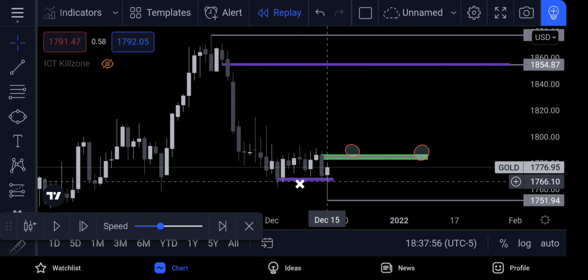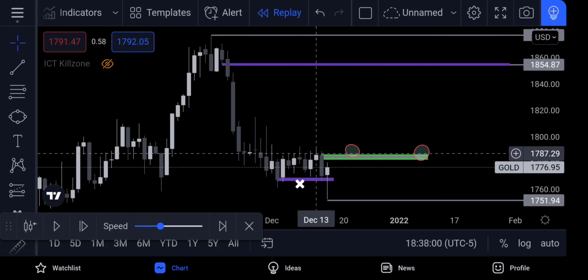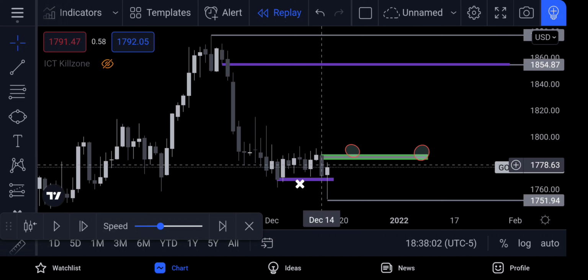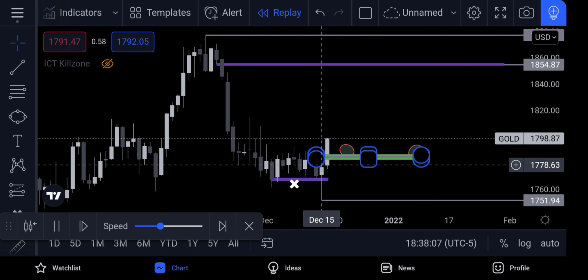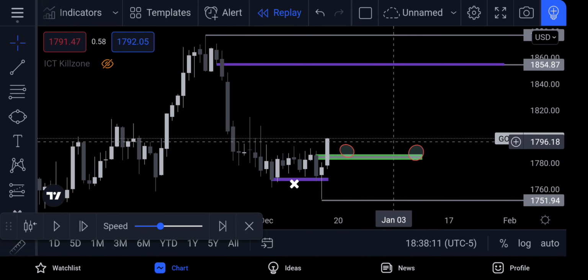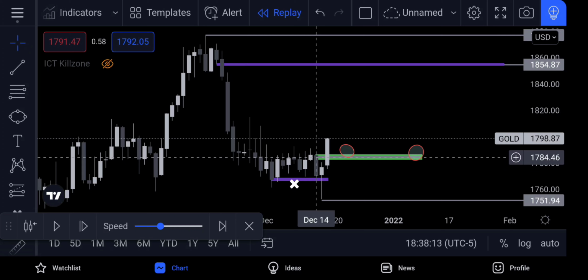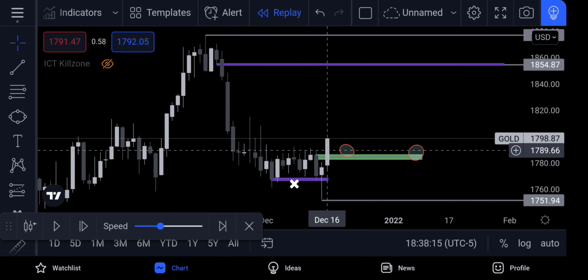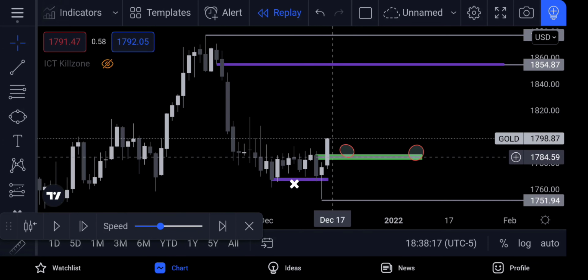Now our next confirmation to confirm this bullish order block is that the high of this down candle must be taken out. Boom. So now we have our confirmation. The high of this down candle got taken out by this up candle. So now this is our confirmation of our bullish order block.